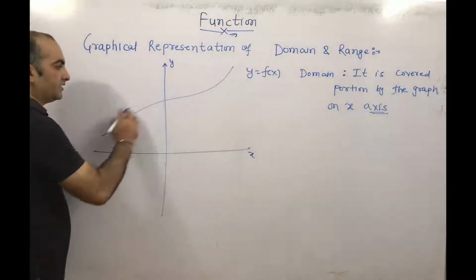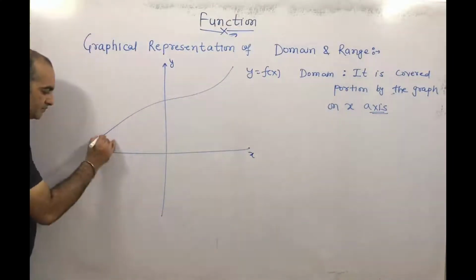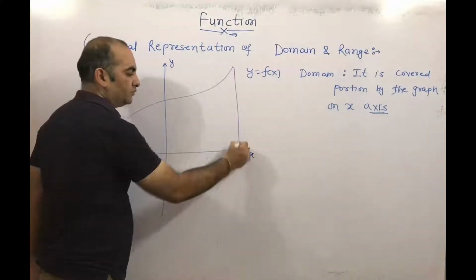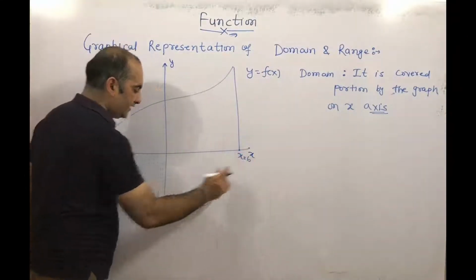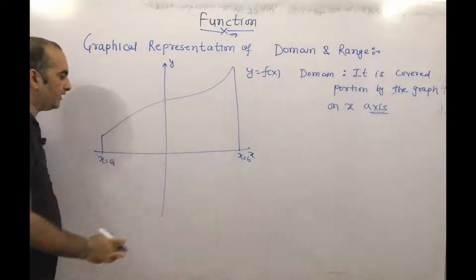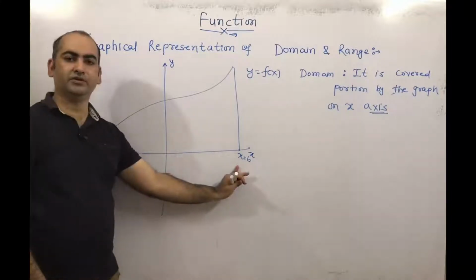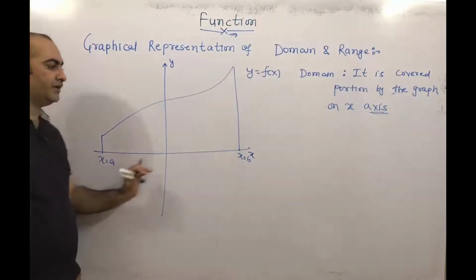So this is the graph. This point is, suppose, x equal to a, and this point is x equal to b. So you can see from x equal to a to b, we have the graph. This graph is covering from this point to this point. So what is the domain? x equal to a to x equal to b.